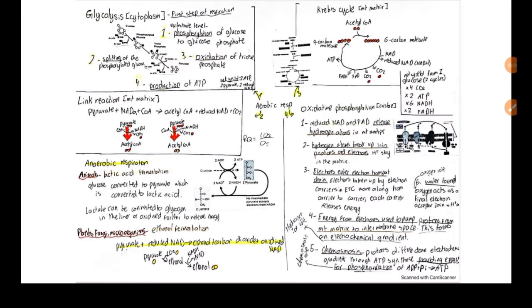In animals, it's called lactic acid fermentation, where glucose is converted to pyruvate, and then it's converted to lactic acid. This lactic acid can be converted into glycogen in the liver, or it can be oxidized further to release even more energy. But in plants and fungi and microorganisms, it's called ethanol fermentation. Ethanol fermentation is where pyruvate is added to reduced NAD, or NADH, whatever you want to call it, and then that produces ethanol, carbon dioxide, and oxidized NAD.